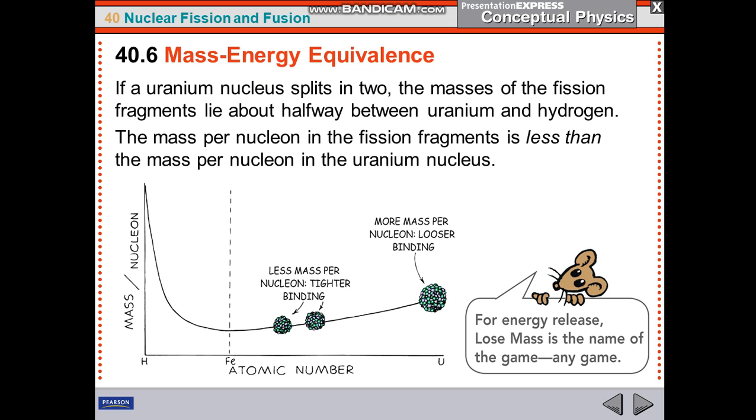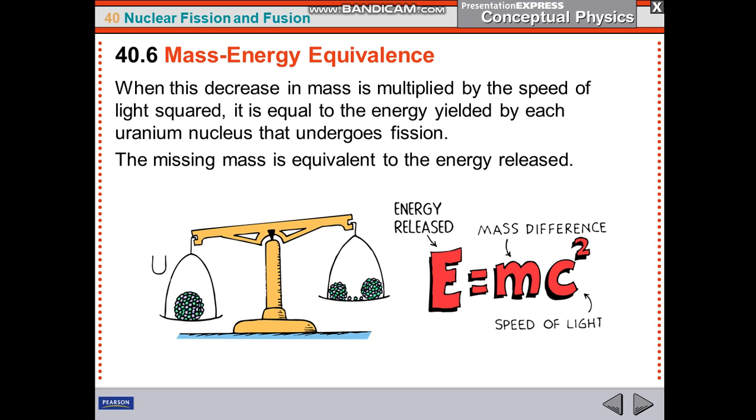If a uranium nucleus splits into two, the masses of the fission fragments lie about halfway between uranium and hydrogen. So the mass per nucleon in the fission fragment is less than the mass per nucleon in the uranium nucleus. When this decrease in mass is multiplied by the speed of light squared, it is equal to the energy yielded by each uranium nucleus that undergoes fission. So the missing mass is equivalent to the energy released. That's the main point here. Energy released is equal to mass difference times speed of light squared.